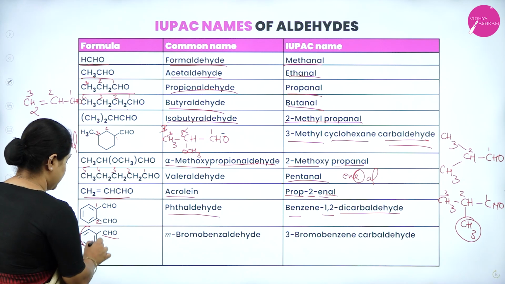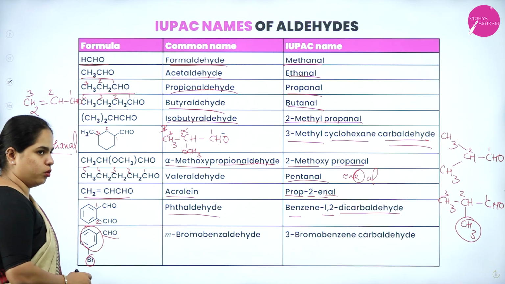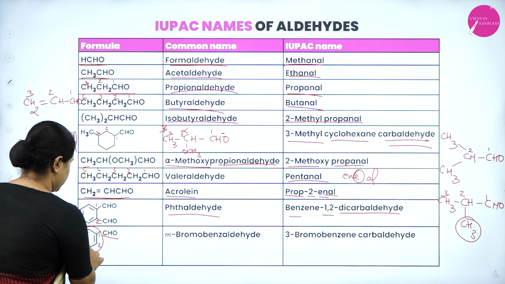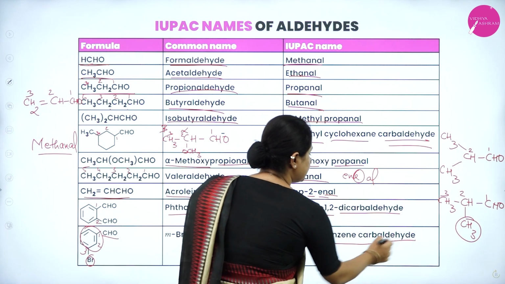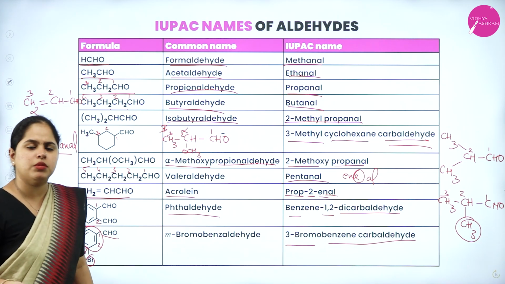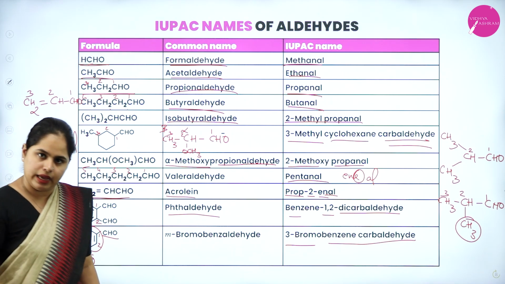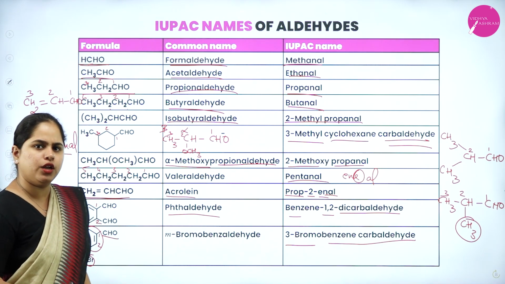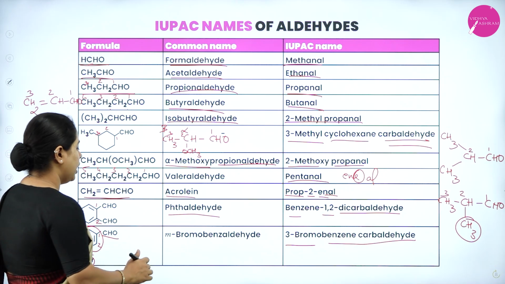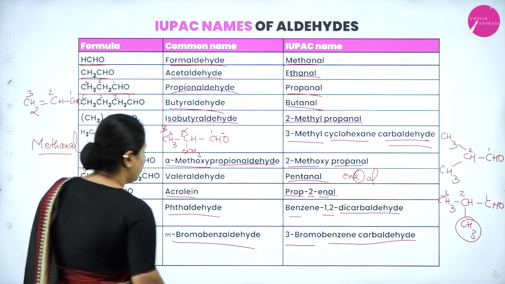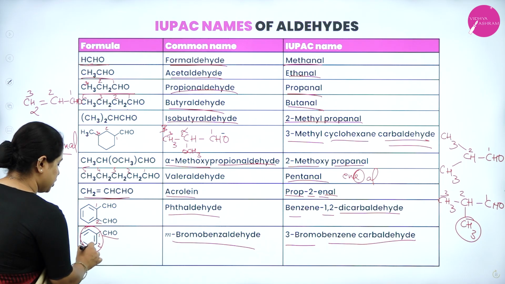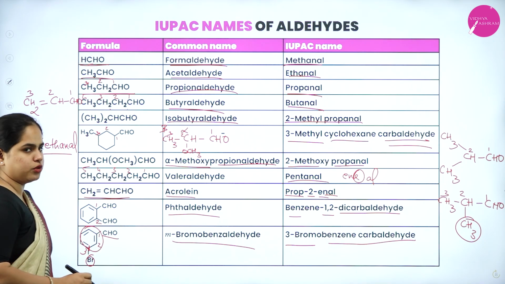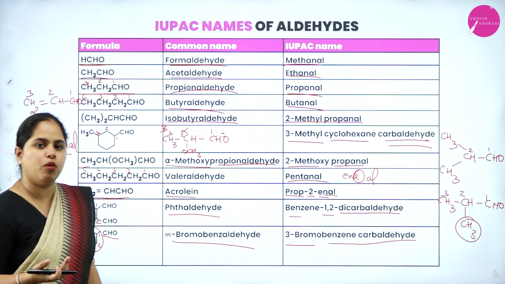Now moving on to the next one, you have benzaldehyde here. This much part is your benzaldehyde, and you have a bromo group. Okay, so it is 1, 2, 3. On the third carbon atom you have bromine, right? So it will be 3-bromobenzene carbaldehyde, or else you can also name it 3-bromobenzaldehyde. Instead of benzene carbaldehyde, you can write benzaldehyde also. The common name is meta-bromobenzaldehyde. This is the ortho position, this is the meta position, right? So it is also called meta-bromobenzaldehyde.